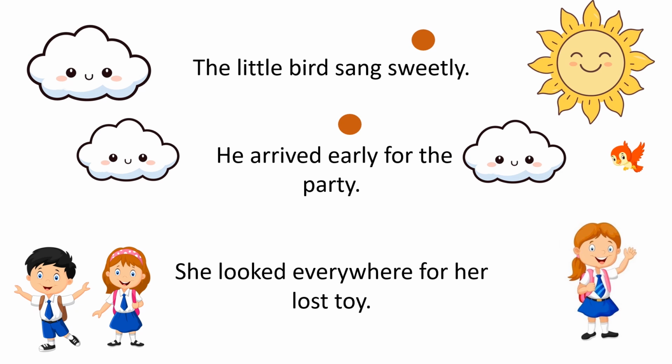Next, she looked everywhere for her lost toy. Which one is the adverb? It's everywhere, because the verb is looked. How did she look? Where did she look? Everywhere. So everywhere is the adverb.